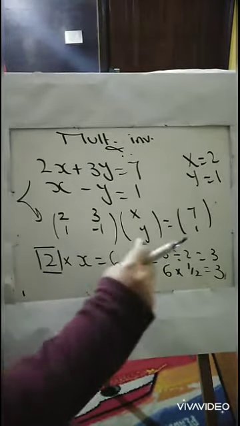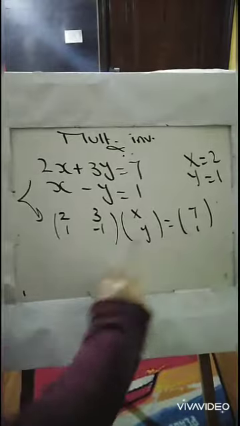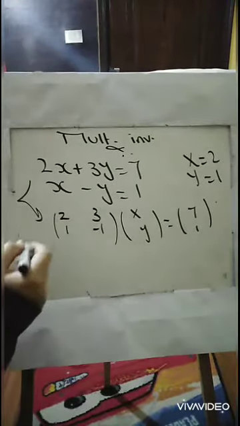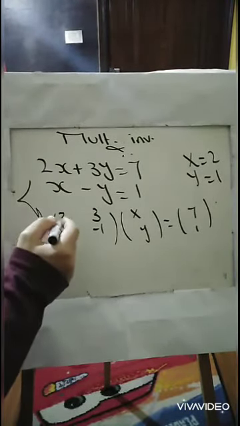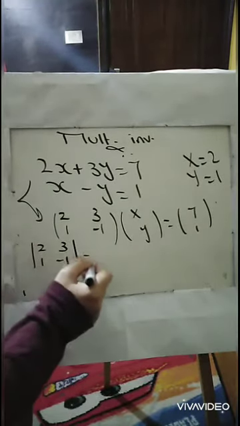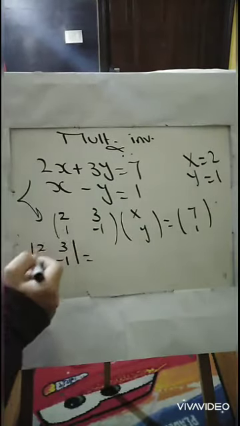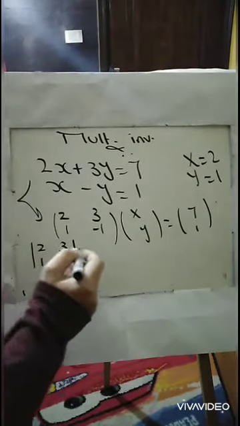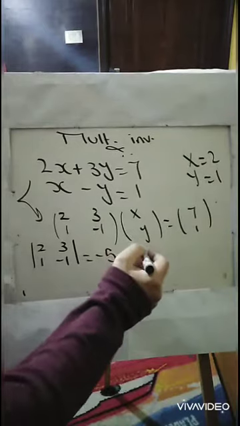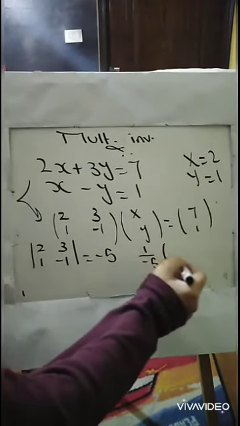Let us see how we are going to get the multiplicative inverse. Now I need to get the multiplicative inverse of this. First, I will convert into determinant 2, 3, 1, negative 1. Main minus minor: 2 times negative 1 minus 3 times 1. It will be negative 5. So the multiplicative inverse is 1 over negative 5.